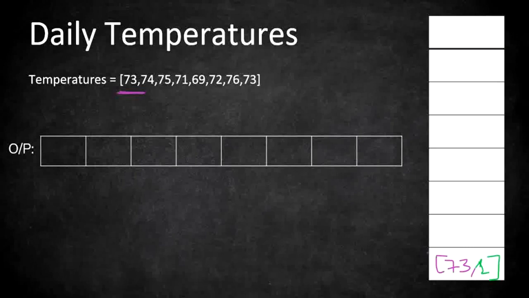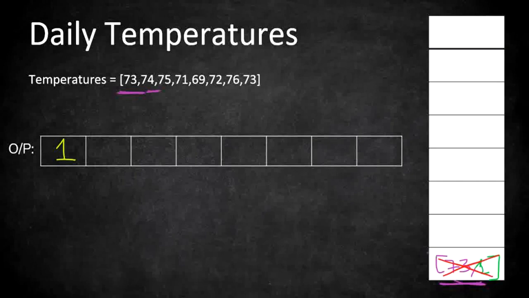So moving on to our next number, 74. Now we are checking whether 74 is higher than 73, the value at the top of the stack. Yes, 74 is actually higher than the value at the top of the stack, which means we found a warmer day than the previous day in the stack. So we can calculate and put our value in our output array. The first thing we have to do is pop the value 73,1 from the stack because we found a warmer day, and we are going to update the value in our output to 1 because we found a warmer day at index 2. So 2 minus 1 is going to be 1.